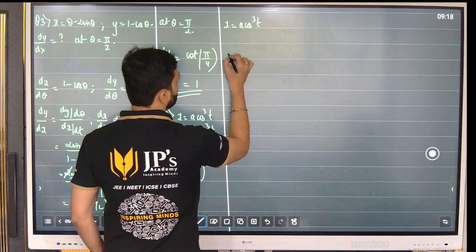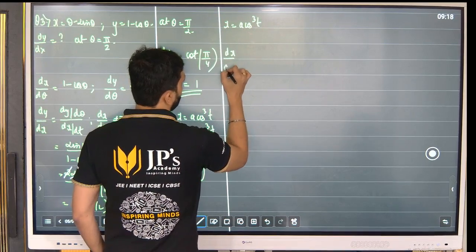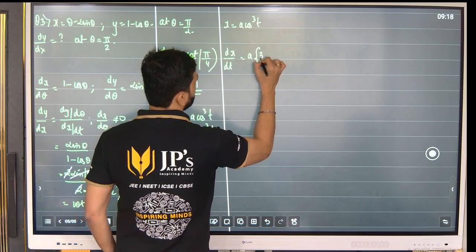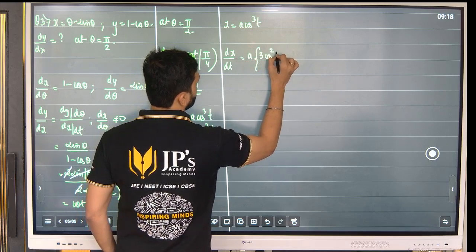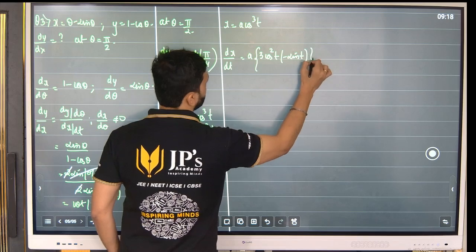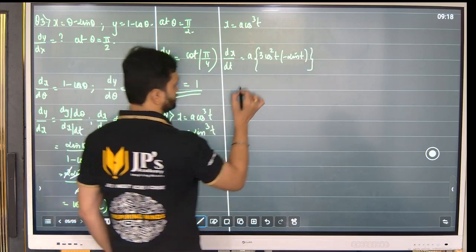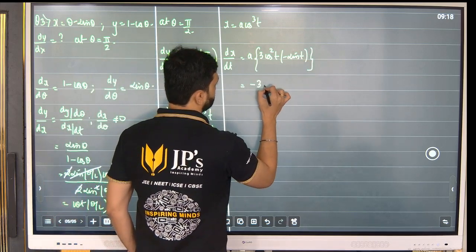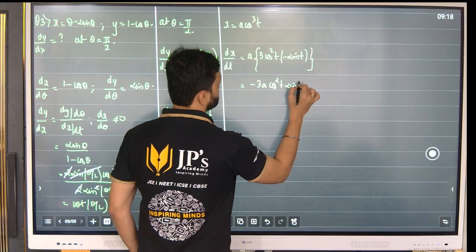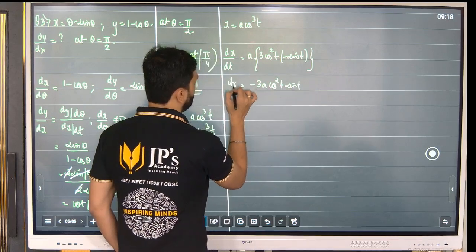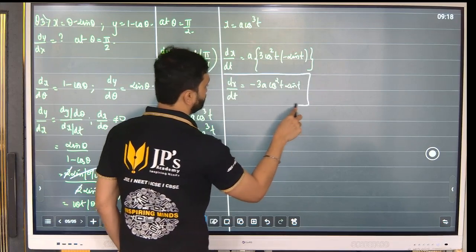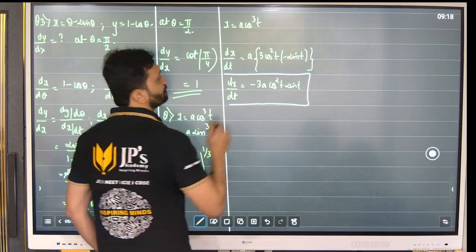I know that a is a constant. Now when I do dx by dt, this will become a times 3 cos square t into minus sin t, which is minus 3a cos square t sin t. This is your dx by dt.